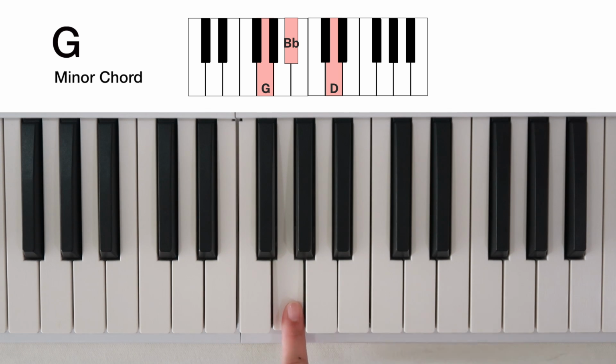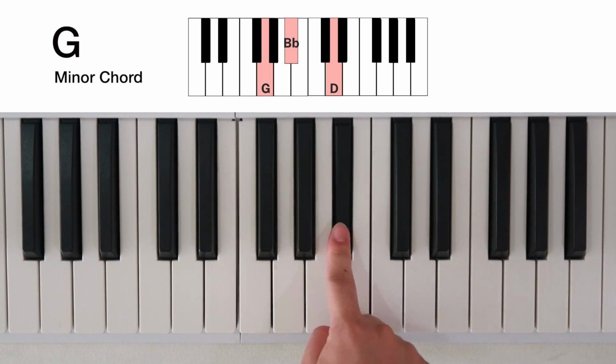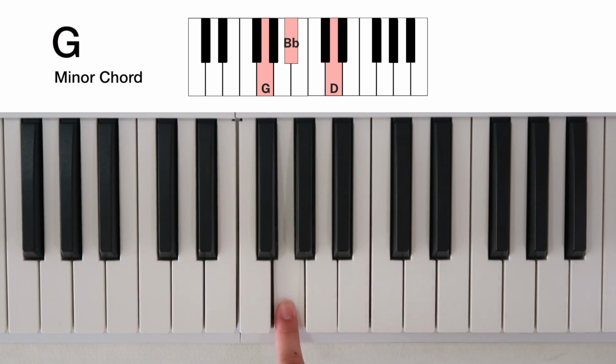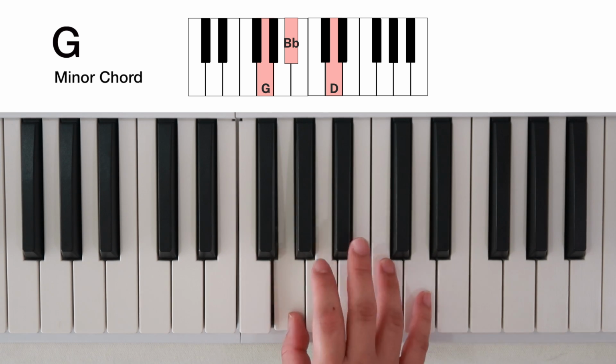Count out 3 semitones. We'll go 1, 2, 3. We have a B flat. G as the root note. Count out 7 semitones. We'll go 1, 2, 3, 4, 5, 6, 7. That's a D. G minor chord. We go G, B flat, D.